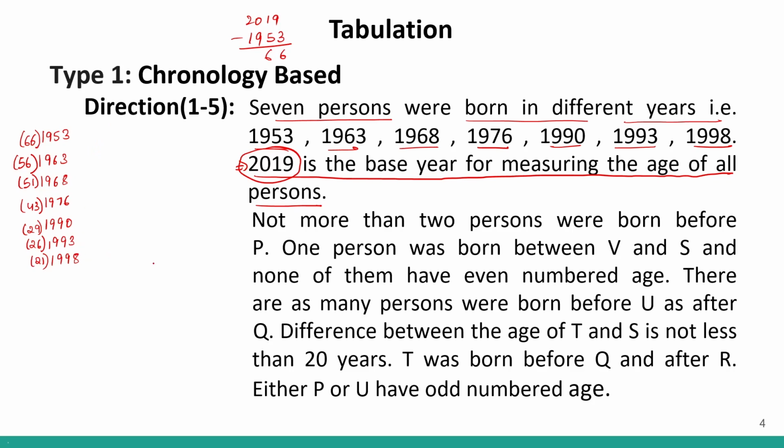Okay? Now, not more than 2 persons were born before P. That means 2 persons were born before P. Because not more than 2 persons were born before P, so I can place P over here. Correct? I can place P over here.